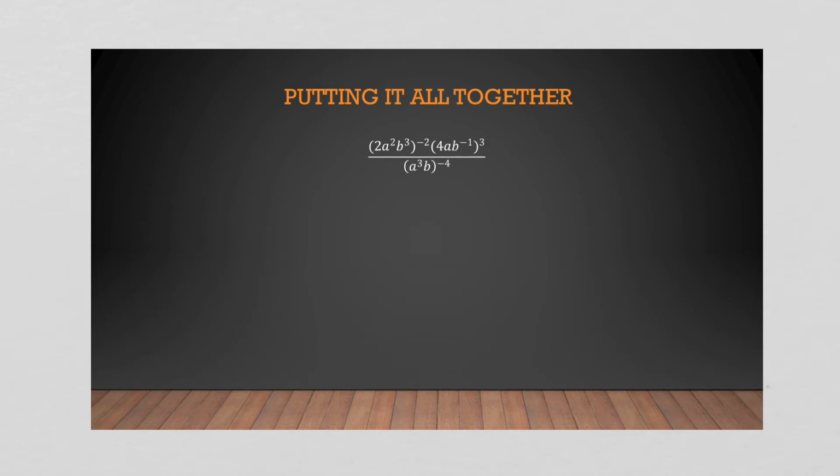So I'm going to start by multiplying my exponent on the outside and doing my power to a power. So that's going to go in there, in there, in there. So I'm going to end up with 2 to the negative 2, a to the negative 4, and b to the negative 6. And then I'm going to multiply this in there, in there, in there. And I'm going to end up with 4 to the 3, a to the 3, b to the negative 3. And then on the bottom, I'm going to do the same, and I'm going to end up with a to the negative 12 and b to the negative 4.